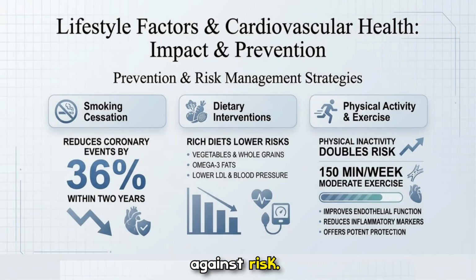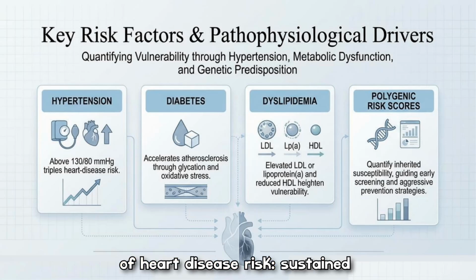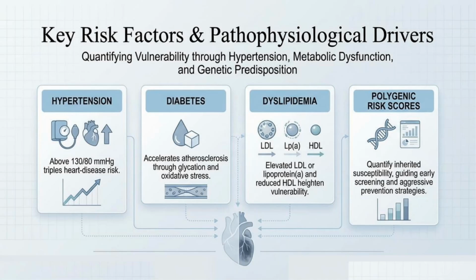This panel highlights key, modifiable, and inherited drivers of heart disease risk. Sustained hypertension above 130/80 significantly raises risk. Diabetes accelerates atherosclerosis via glycation and oxidative stress. Dyslipidemia with elevated LDL or LPA increases vulnerability. And polygenic risk scores help quantify inherited susceptibility to guide early screening and prevention strategies for high-risk individuals.